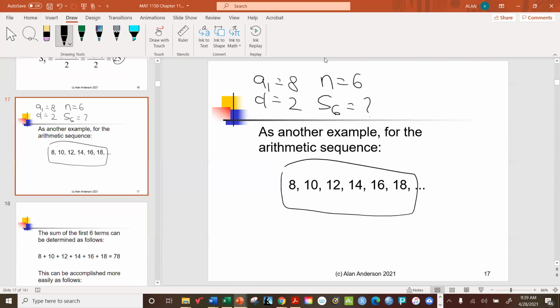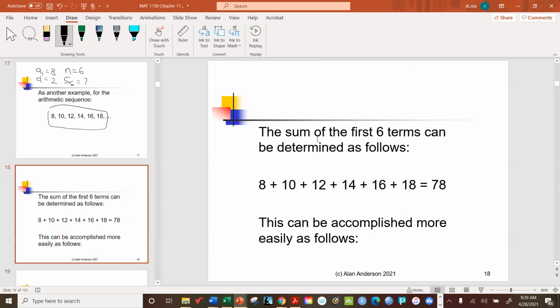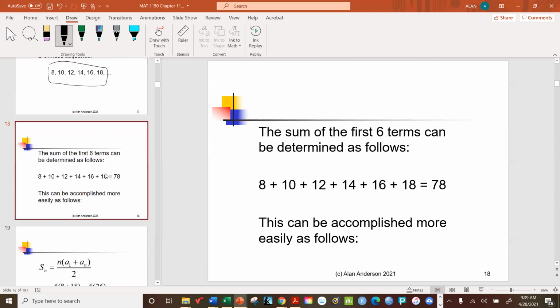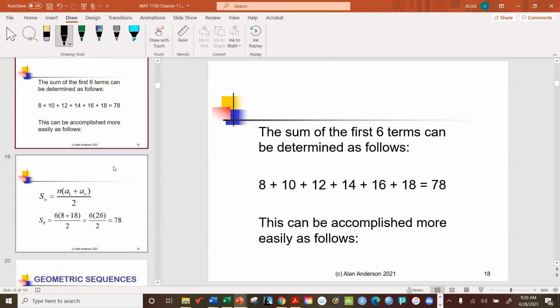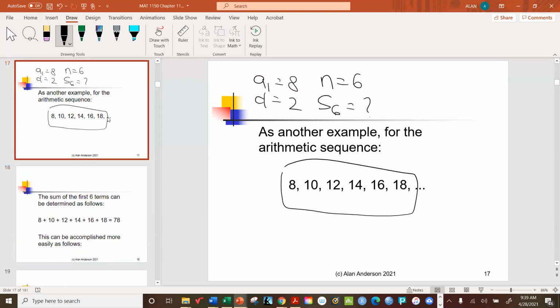All right. So now, of course, we can add these up ourselves. And in fact, we'll do that on the next slide. And that means the sum is 78, of course. But now let's prove it with our wonderful new formula. So we'll plug in the numbers. And also along the way, let's just remind ourselves that since we're looking for the sum of the first 6, A6 is going to be needed in our formula, and that's this 18. All right, now we're good.